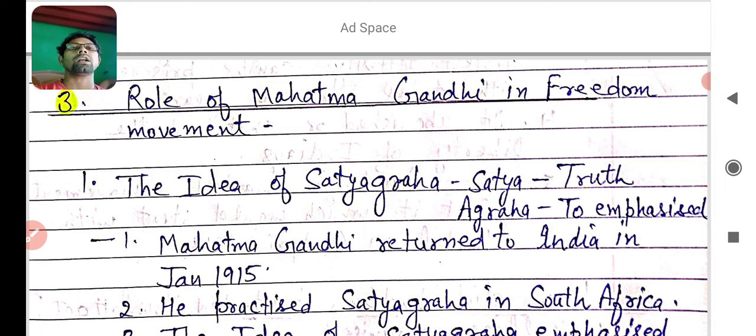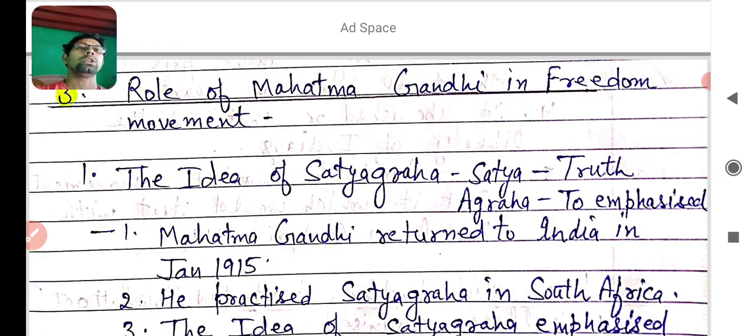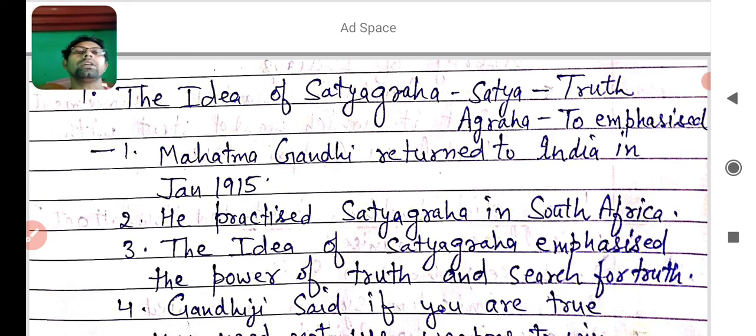As you know, satyagraha is a word similar to the Hindi word satya. Satya here means truth, and agraha here means to emphasize. To focus on truth is known as satyagraha. So according to Mahatma Gandhiji, we will read about it also the same. Mahatma Gandhiji returned to India in January 1915 from Africa. He practiced satyagraha in South Africa to fight against racial discrimination.